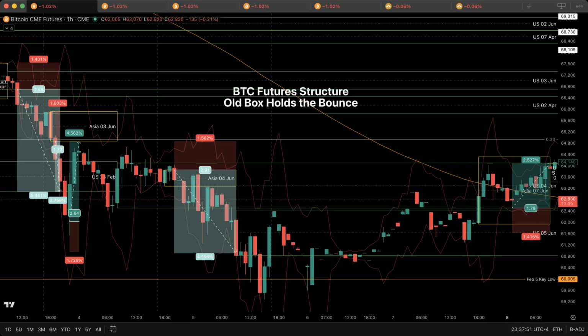A bounce can look clean and still stay trapped. A short can look late and still work. So the 1-hour chart must be read through the higher time frame field. Now look at June 7th Asia session. June 7th Asia session forms with expansion. It expands about 150% compared with the June 4th US session box. It overlaps with that memory.